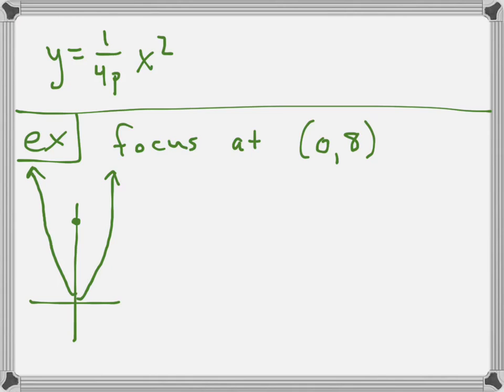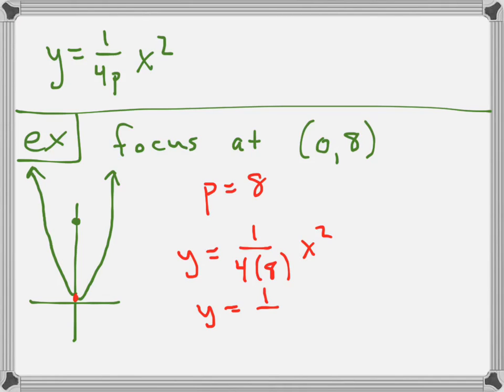Now what this is telling me, that the focus is at 0, 8, is that that's the distance between the vertex and the focus. So p equals 8. So all I have to do is go, y is going to equal 1 over 4p x squared. In this case, p is 8. And that's going to give me y equals 1 over 32 x squared.